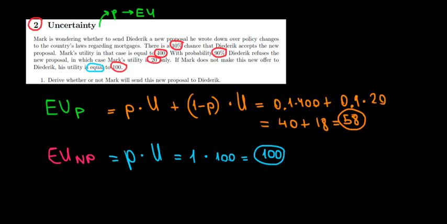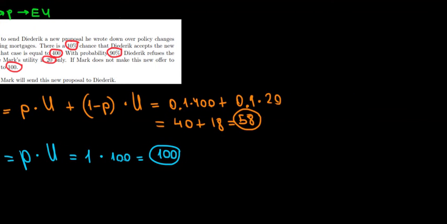Now if you compare these two, it's clear that we are better off not sending the proposal. It's too risky to be rejected. So 100 is better than 58, meaning that we do not send. So not send. And that's it, we are done.